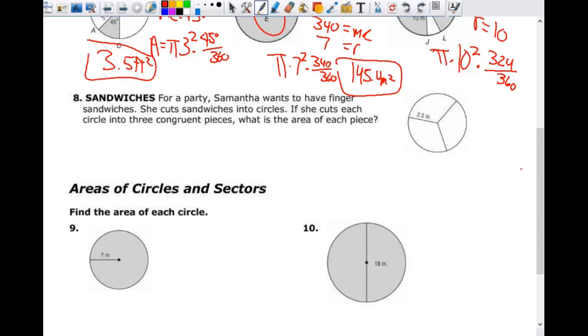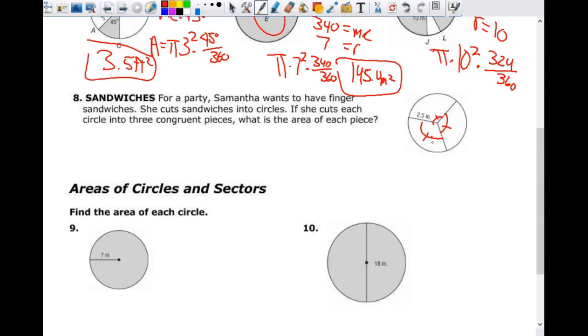For a party, Samantha wants to have finger sandwiches. She cuts the finger sandwiches into circles. She cuts the circles into 3 congruent sections. So she's taking her finger sandwich and she's cutting it into thirds. What is the area of each finger sandwich? So we need to figure out how many degrees each finger sandwich is. We have this one is the same as this one. All of those are the same.